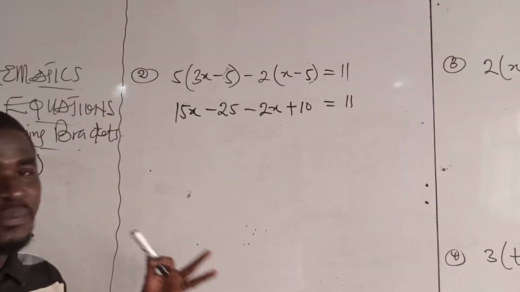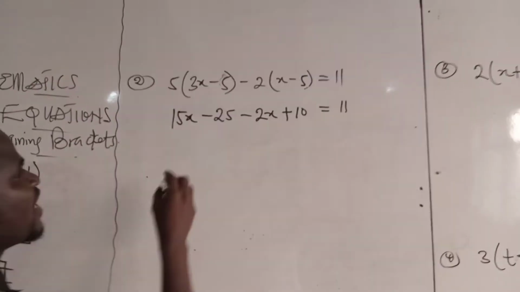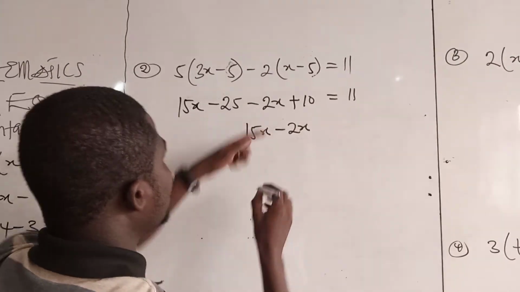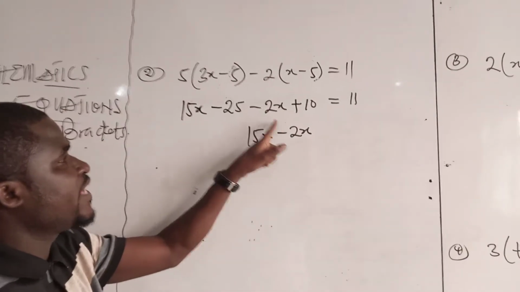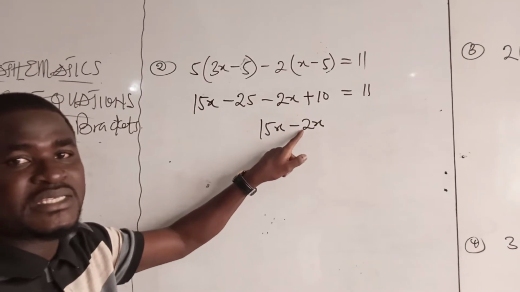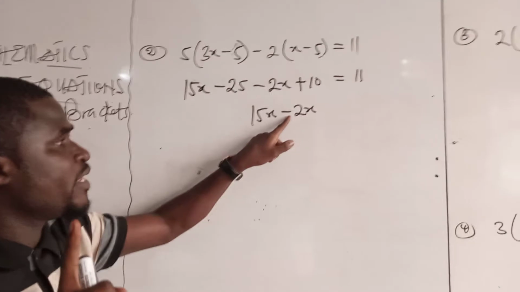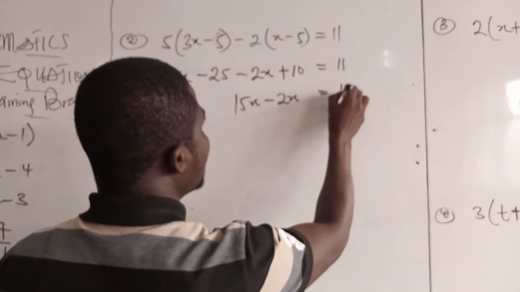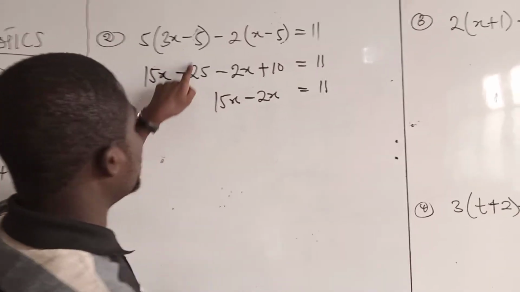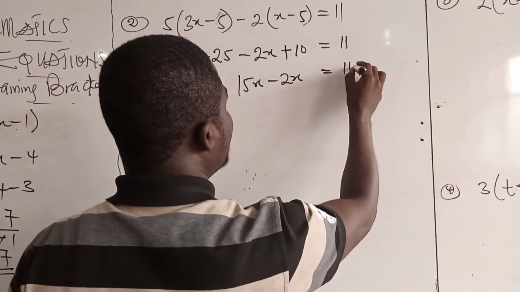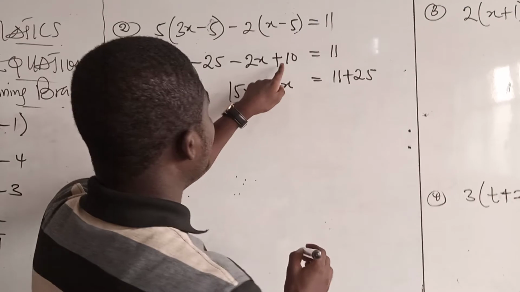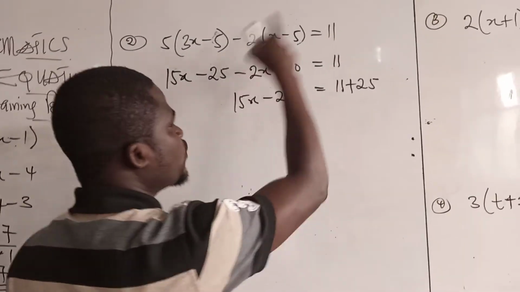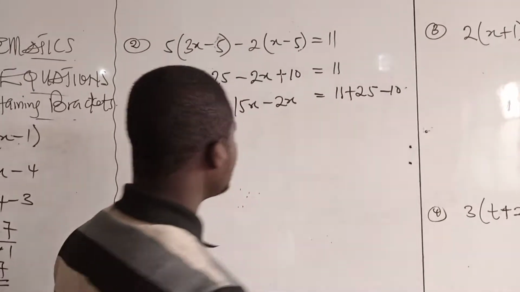Our next step is to group like terms. So we are going to have 15x minus 2x. Now take note. This negative 2x will not cross the equal sign, so you maintain its sign. So take note. Equals 11. Negative 25 is crossing the equal sign, so you're going to have plus 25. 10 is also crossing the equal sign. Its opposite sign is positive, so you're going to have negative 10.